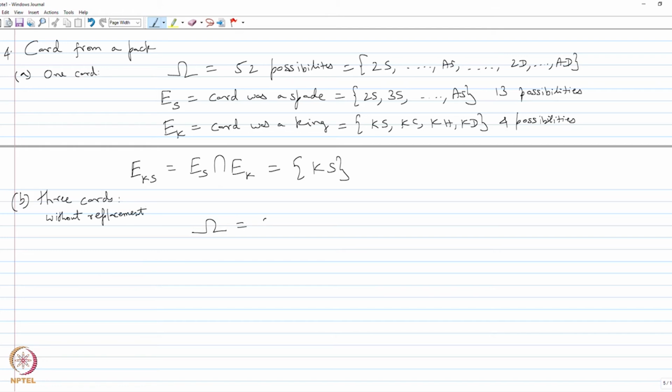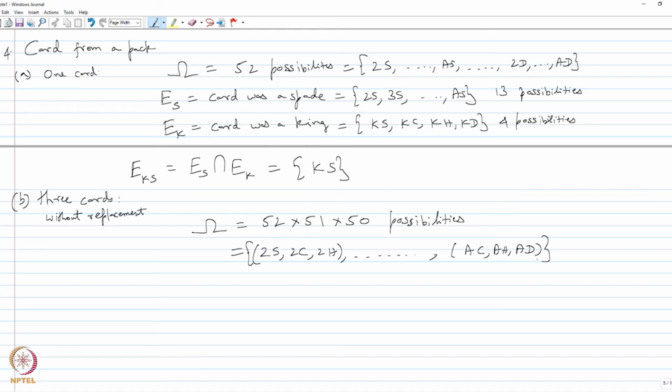You will have 52 possibilities for the first card times 51 possibilities for the second card times 50 possibilities for the third card, right? So this is the sequence in which it can come. This is a pretty large number. I'm not going to be able to list it for you. If you want, you could have 2 spades, 2 clubs, 2 hearts, all the way till maybe the last one is ace of clubs, ace of hearts, ace of diamonds. So you will have all the 52 times 51 times 50 possibilities listed out in the set of all possible outcomes.